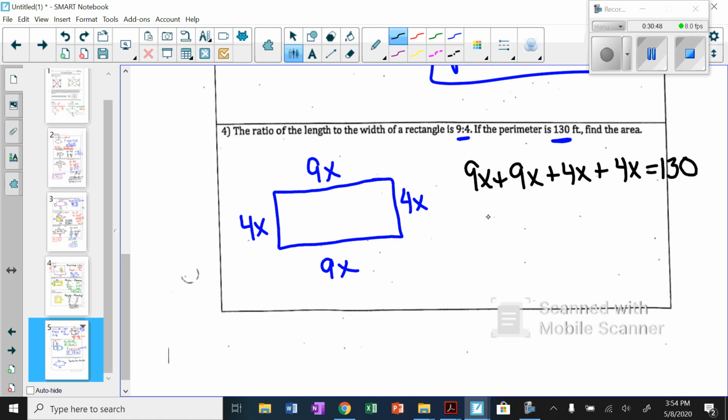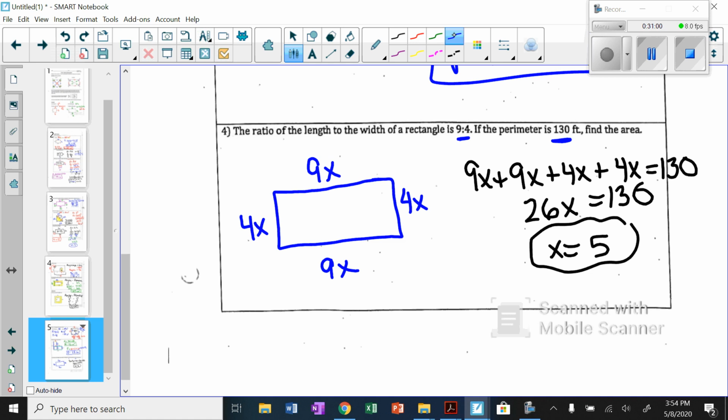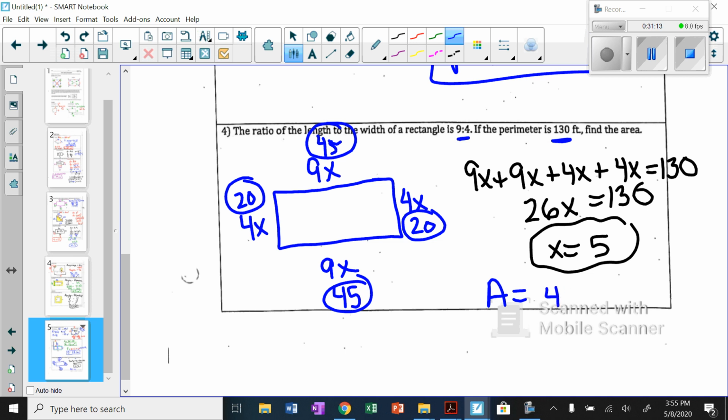We're going to say 26x equals 130. x will equal 5. So substitute this x in. We're going to have 45, 20, 45, 20. Now we want to find the area. Well, the area is just base times height, or 45 times 20. So the area will be 900 feet squared.